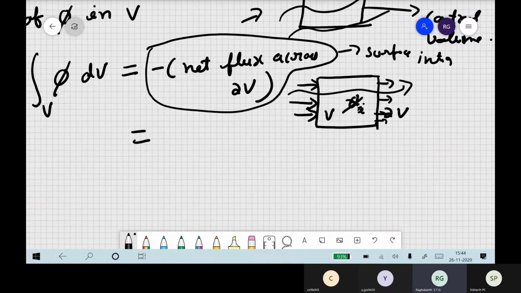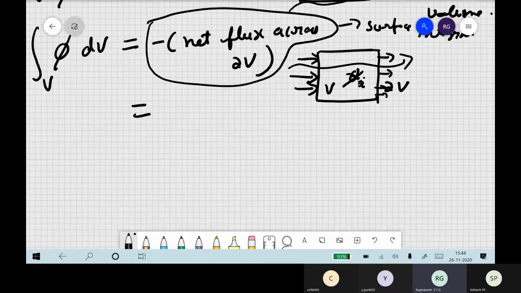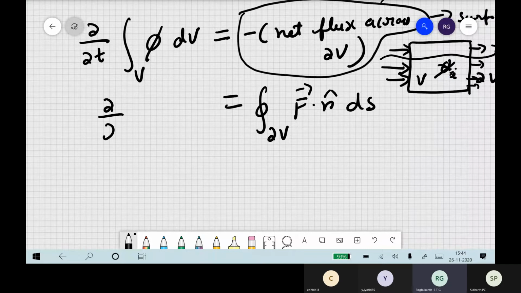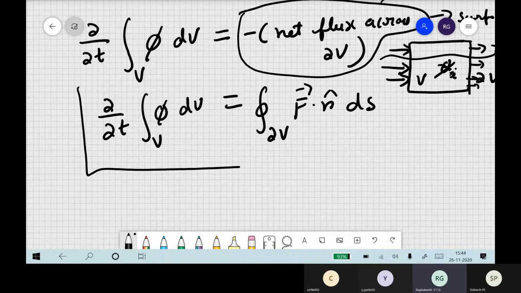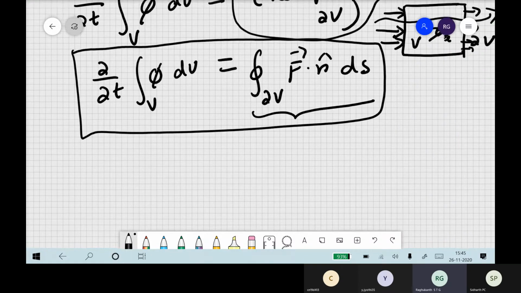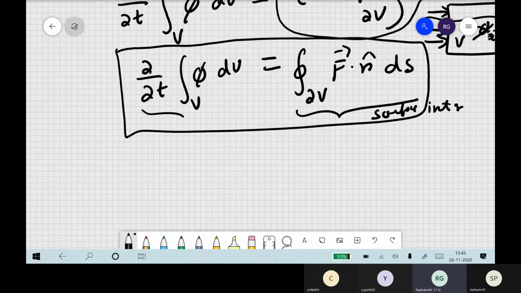You followed, so these conservation principles. The surface integral can be represented as the integral over the boundary ∂V of F dot n dS. This is our famous conservation law. ∂/∂t of the integral of phi dV: if I want to find how much a quantity is changing inside a given volume, it depends on how much is coming in and how much is going out. That is given by this surface integral, and this is our volume integral.